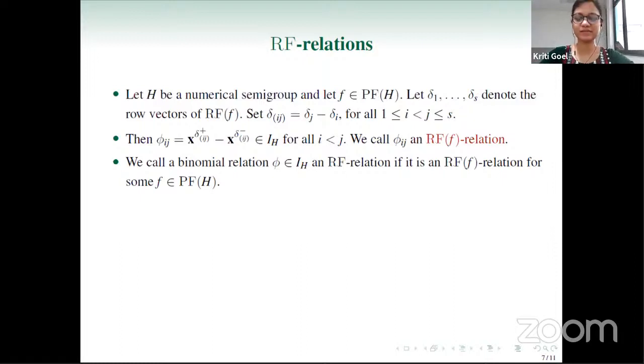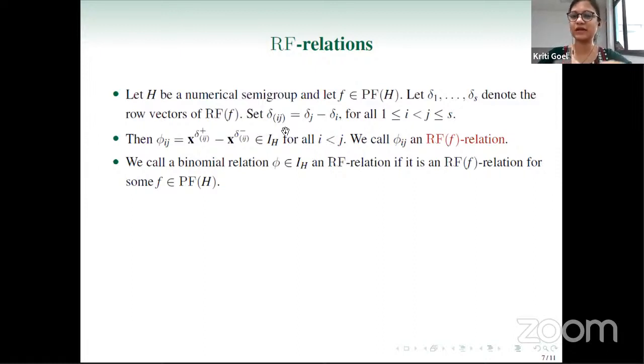Okay, so there's, of course, another way of connecting row factorization matrices with the defining ideal. This is via certain binomials, which we call RF relations. So that's how we define them. Let's say we have this numerical semigroup H, and we have a pseudo-Frobenius number F. To this pseudo-Frobenius number, we have associated a row factorization matrix, which is an S cross S matrix. So let delta 1 up till delta S denote the row vectors of this matrix. By delta ij, we denote the difference of two row vectors, delta j and delta i.